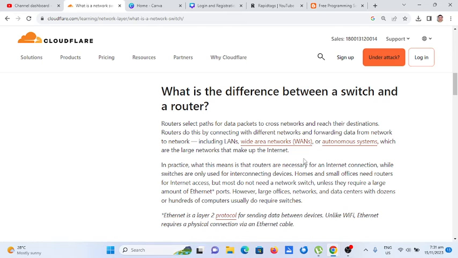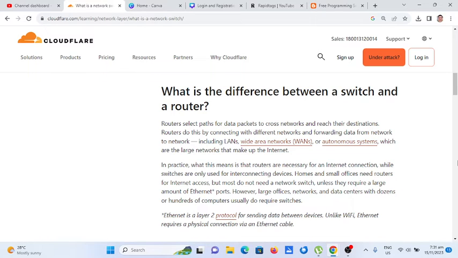So let us talk about the difference between a switch and a router. Routers select paths for data packets to cross networks and reach their destinations. Routers do this by connecting with different networks and forwarding data from network to network, including LANs, wide area networks, or WANs, or autonomous systems, which are the large networks that make up the internet. In practice, what it means is that routers are necessary for internet connection, while switches are only used for interconnecting devices.